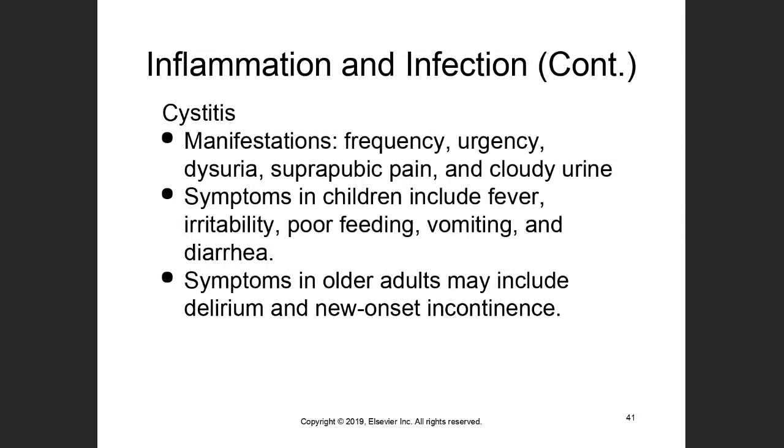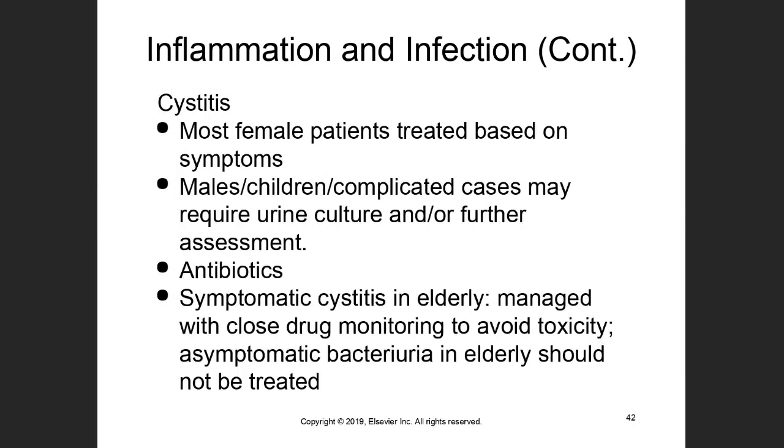Manifestations for cystitis or any UTI, most of the time the signs and symptoms are the same. They have frequency, urgency, dysuria, suprapubic pain. Cystitis in most female patients is treated based on symptoms. Male, children, and complicated cases may require urine culture and further assessment, because UTIs in males are most of the time complicated UTIs.